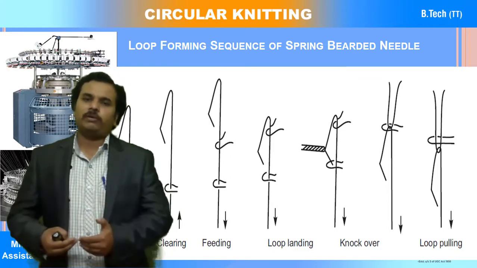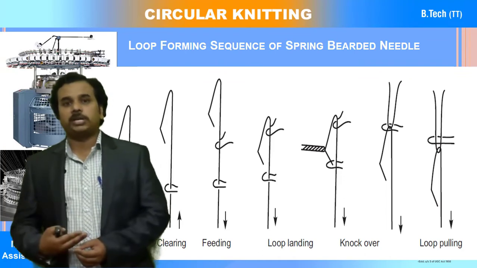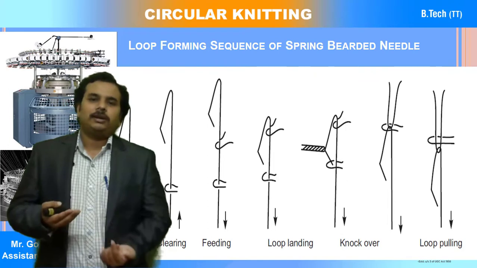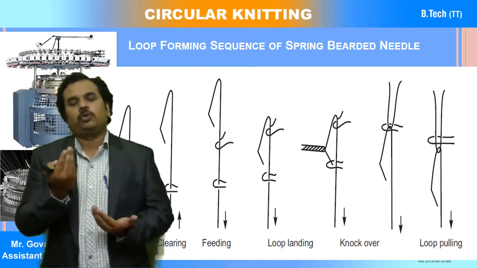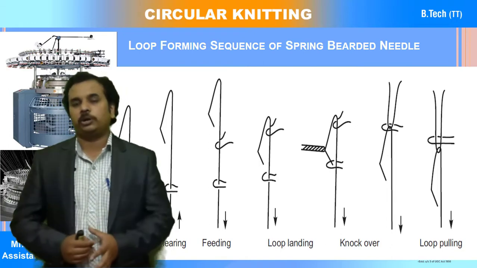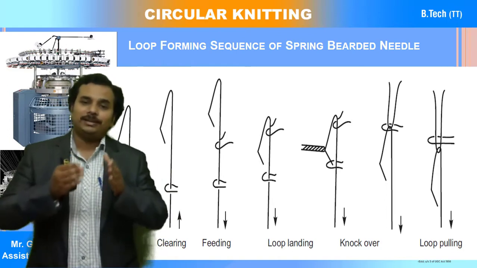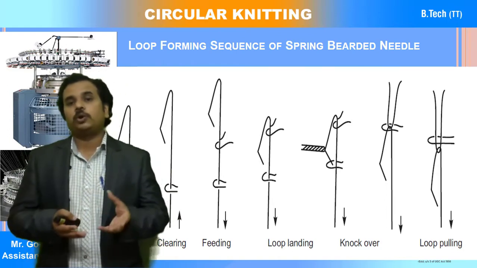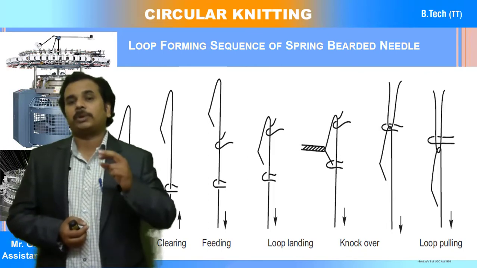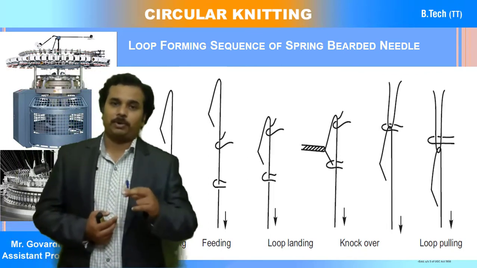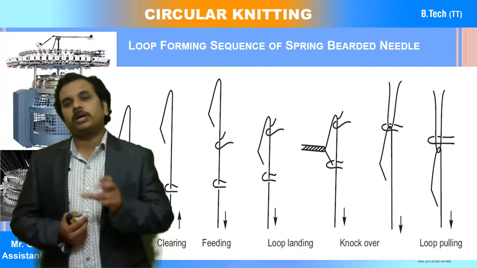Then when the needle is lowering down, what will happen? The already formed old loop is there on the bottom side of the latch, so that this old loop is going to push back the latch again to close the hook part, so that the newly fed yarn is going to be trapped. But here in this case, what is happening is, once the needle is lowering down slowly, there is no latch part. So we require an external element called a pressure bar. The pressure bar is needed to close the bearded part, the spring bearded part.